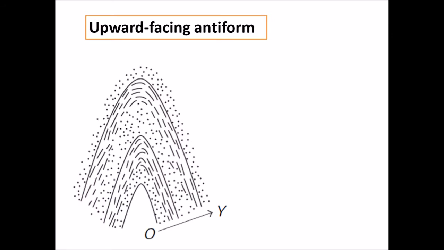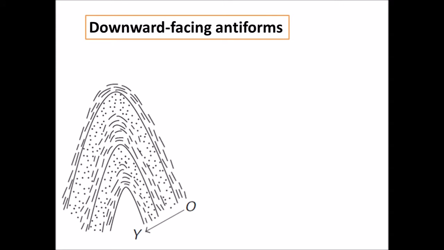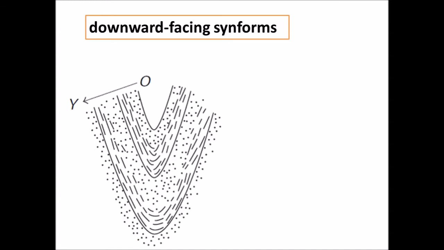This is an upward facing antiform, because the young direction is in the upward direction. This is an upward facing syncline because the young direction is in the upward direction and it is a synform. And this is a downward facing antiform. Here the young direction is in the downward direction, and this is a downward facing synform. Here the young direction is in the downward direction.